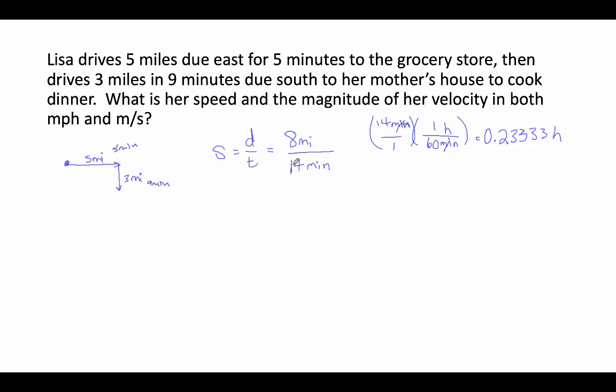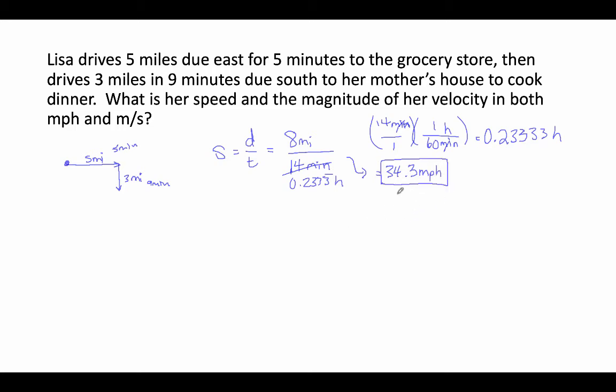So here, instead of doing 14 minutes, we're going to divide by 0.2333 repeating hours. And that's going to give us 8 divided by 0.2333, 34.286, which is going to round to 34.3 miles per hour.